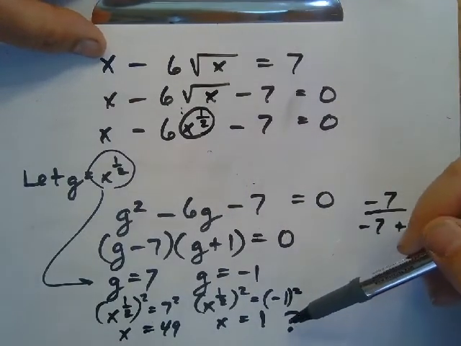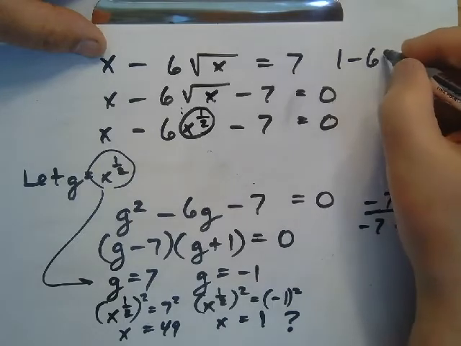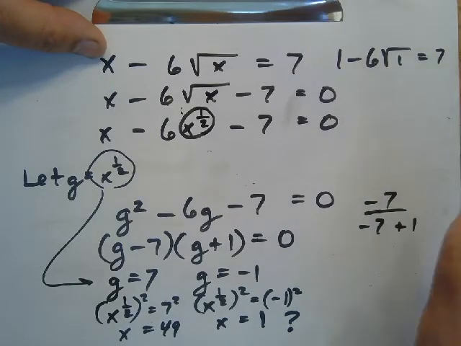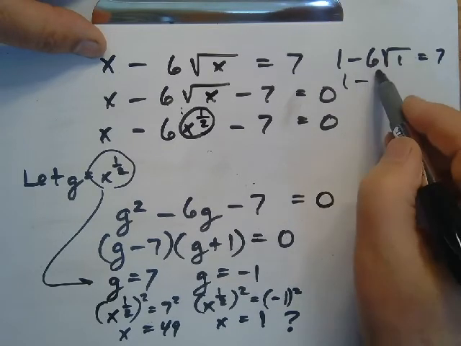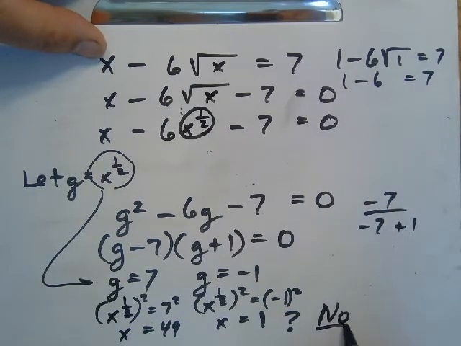Okay, so I'm going to take this clear back up to the top. x is 1 minus 6 times the square root of 1. Is that equal to 7? Well, 1 minus the square root of 1 is 1. 1 minus 6, is that equal to 7? No, that didn't work. That one didn't work.